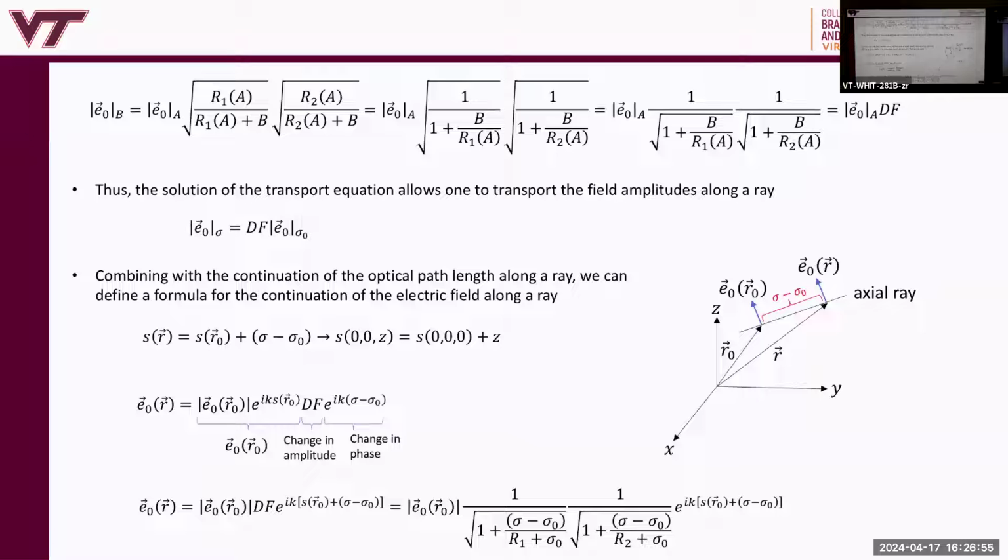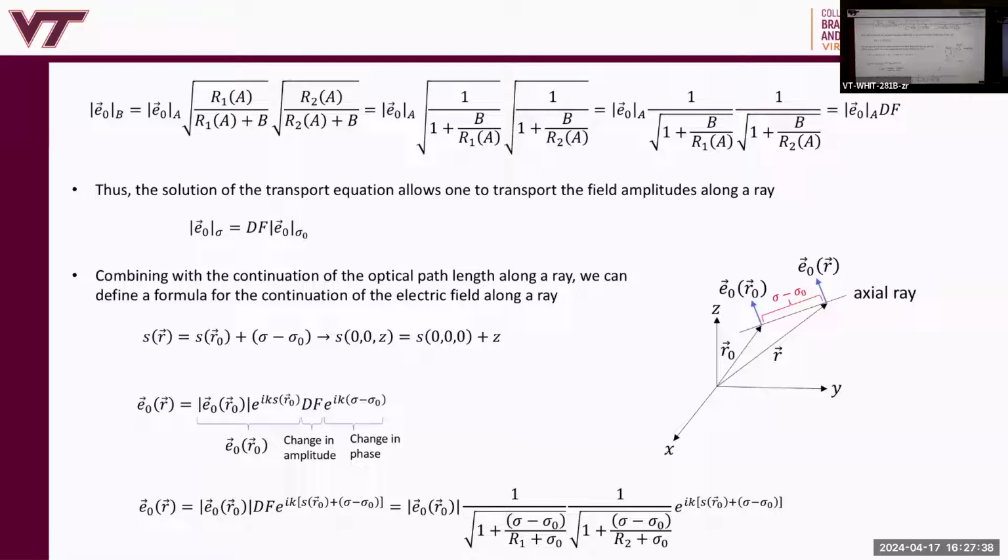Okay, so we can rewrite this as the electric field at some point R is equal to the magnitude of the electric field at R naught multiplied by the divergence factor and multiplied by e to the ikS, the phase at point R naught, plus the new phase due to the path of the ray, right? So it should all make sense now. And that is equal to this expression. So now we have a way to take the electric field at some point on a ray and find what the electric field is at another point on the same ray. So we only need to know the electric field at some reference point, and we can propagate or transport it along a ray to any other point. All right?